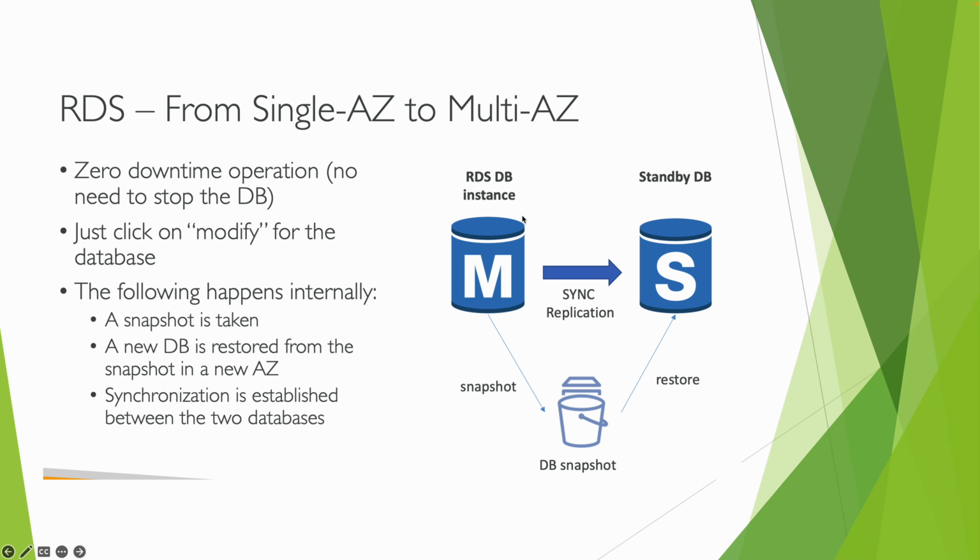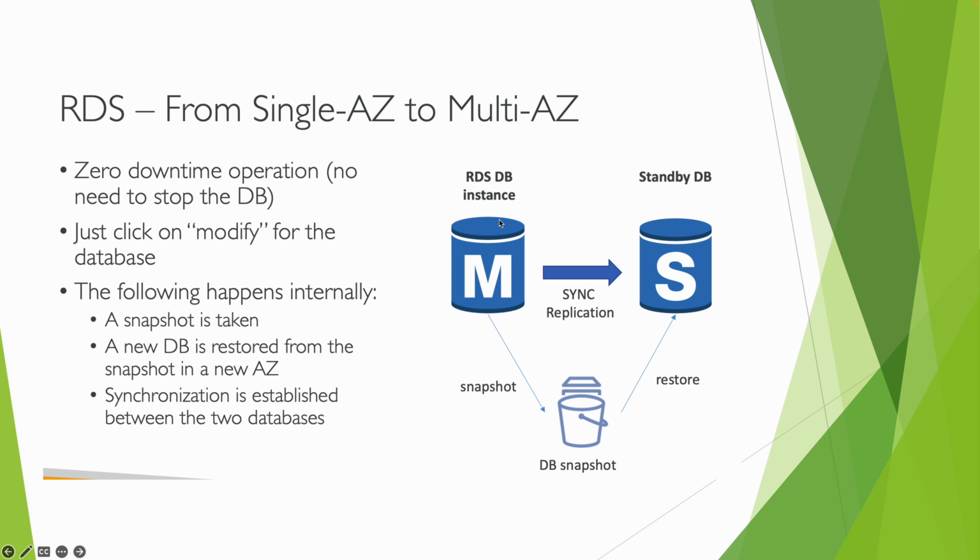Whenever you say you want to promote this RDS database from a single availability zone to multiple availability zones, it takes a snapshot of your DB. That means it will take a copy of your DB. We have seen snapshots in EC2 and elsewhere, right? So it will take a snapshot of your DB and create a DB instance in another availability zone from this snapshot.